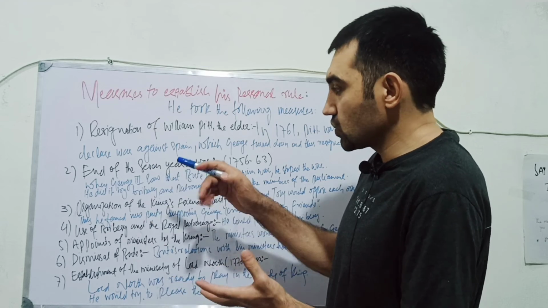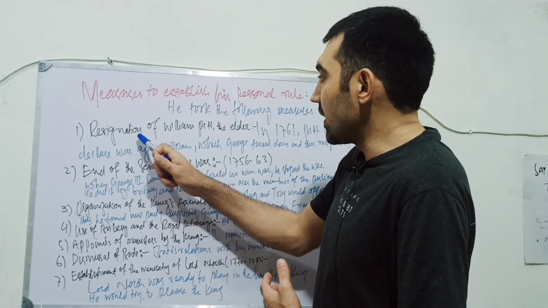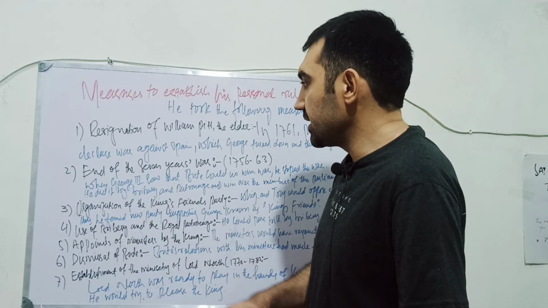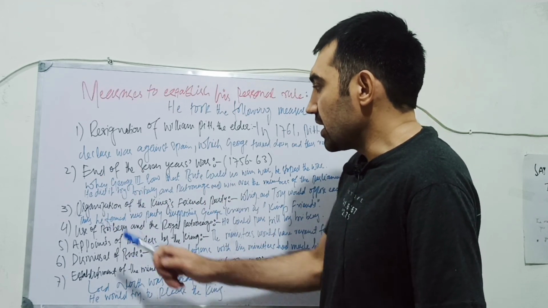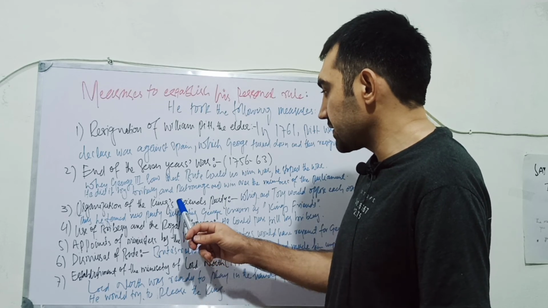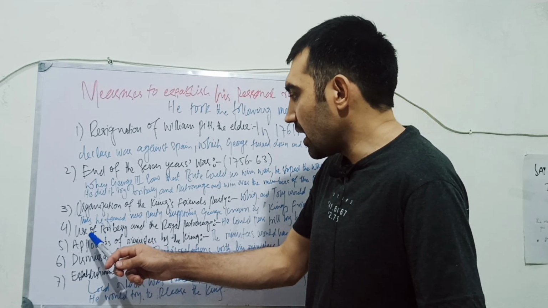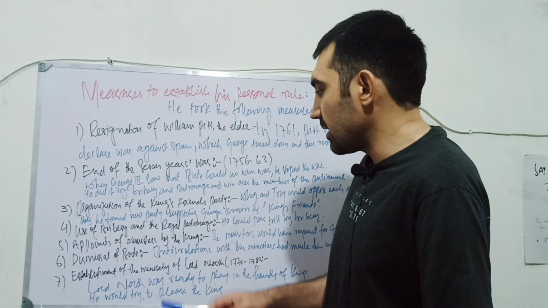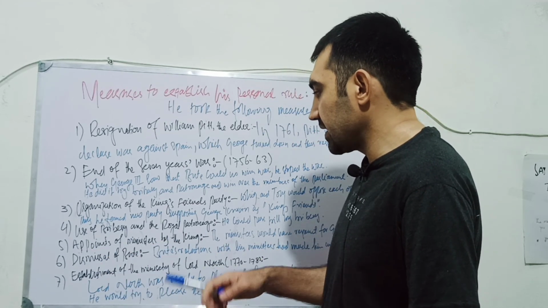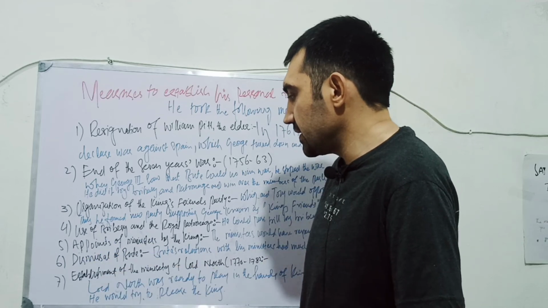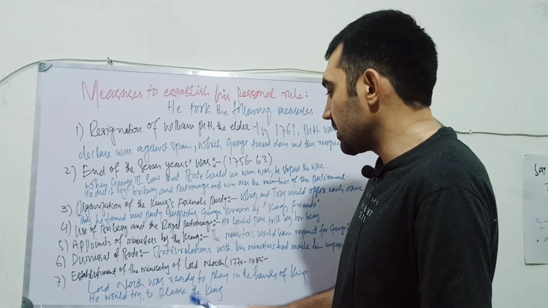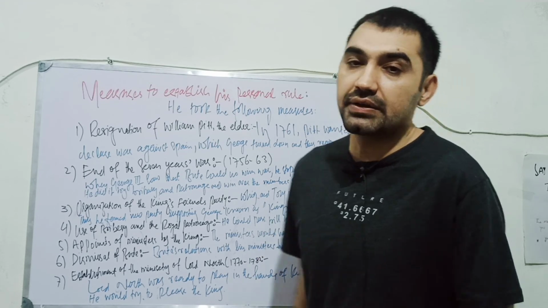So recapping those seven points: resignation of William Pitt the Elder was the first measure. Secondly, the end of the Seven Years' War. And thirdly, organization of the King's Friends Party. Fourthly, use of bribery and the royal patronage. Fifthly, appointments of ministers by the king. Sixthly, dismissal of Bute, and seventhly, establishment of the ministry of Lord North.